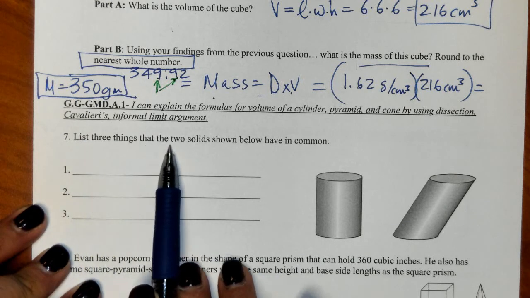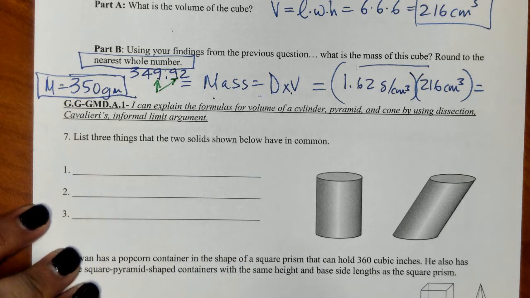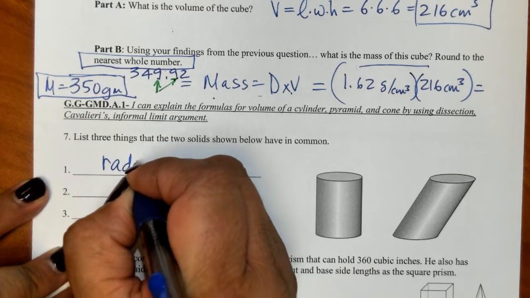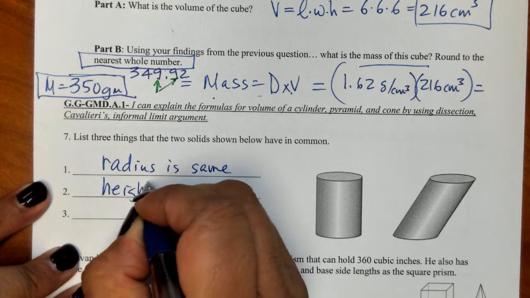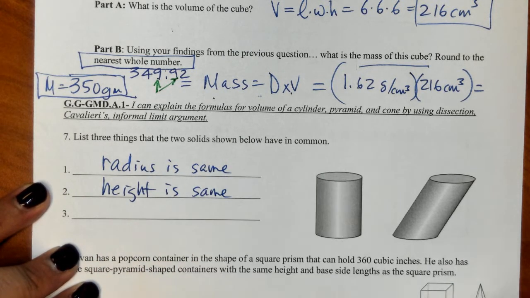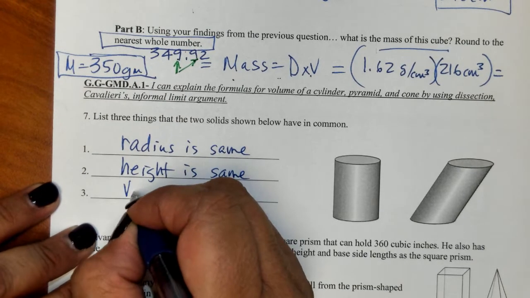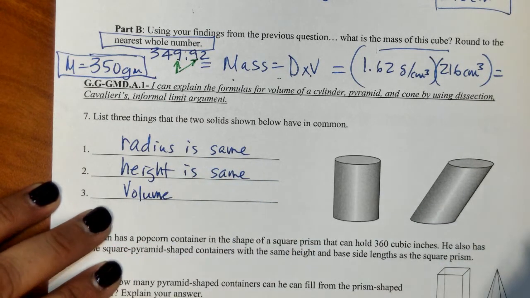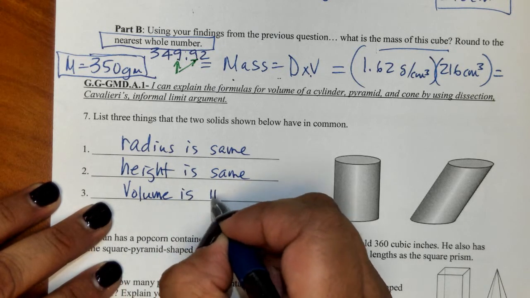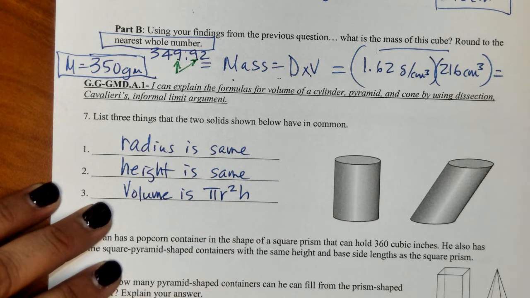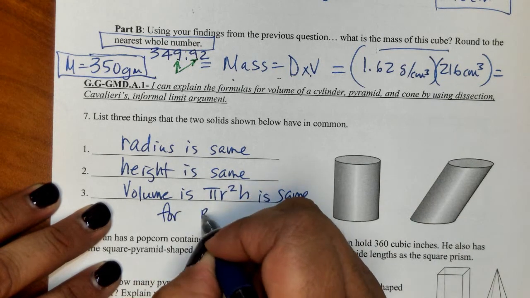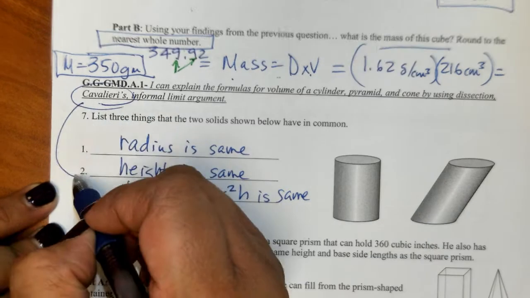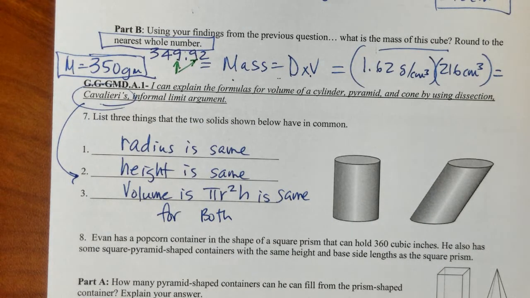7. List 3 things that the solids shown below have in common. What's the first one? Radius is the same. What else? The height is the same. And what do you think is going to happen next? The volume. And what's the volume? If you want to get credit, put volume is pi r squared times h. Just go to the gold sheet and grab it. And it is the same for both. And that's what we call Cavalieri's principle. That's it. Okay? All right, number 8.